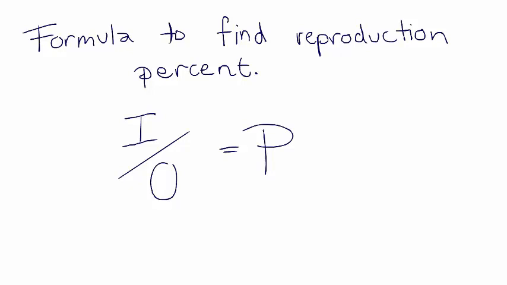Then the next formula is the formula to find reproduction percentage. This formula is used to scale for enlargements or reductions to find the reproduction percent. Well, the formula for this is I divided by O equals P. The I stands for the image size, which is the output. The O stands for the original size object, which is the input. And lastly, the P stands for the percentage needed, which is in decimal form converted to percent as needed.